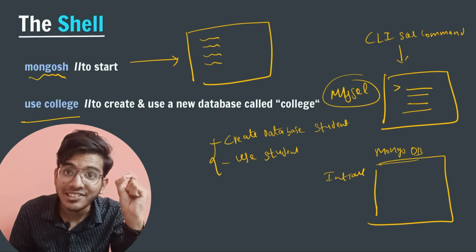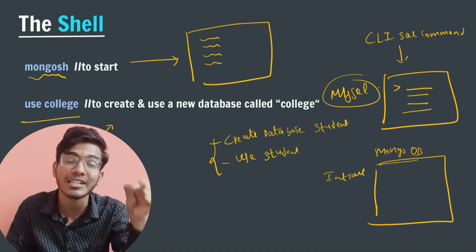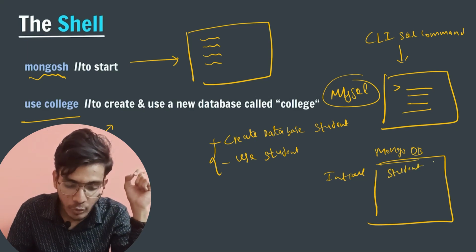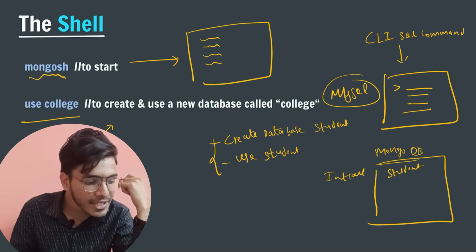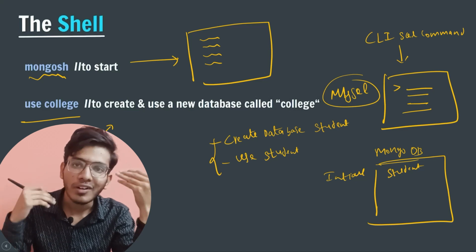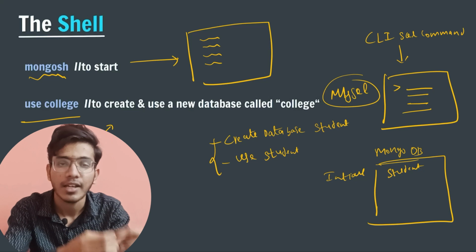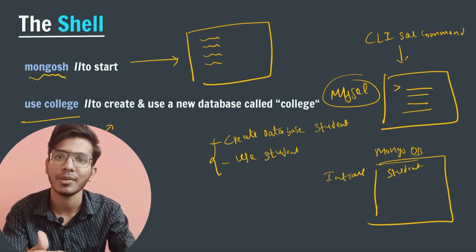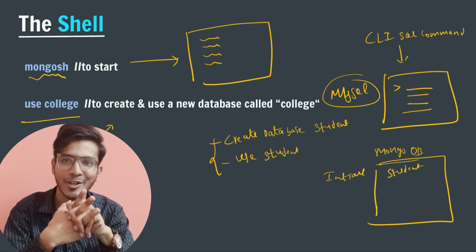If the database is empty, then immediately a student database will get created in my Mongo server. So here the student database will get created. Now after creating, I can directly use it. This single command ensures that if there is a pre-existing database, I will use it. If there is no pre-existing database, I will create the database first, and after that I will use it. So I hope you are clear.